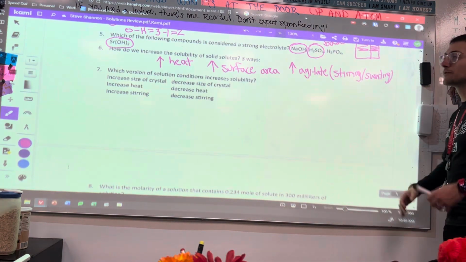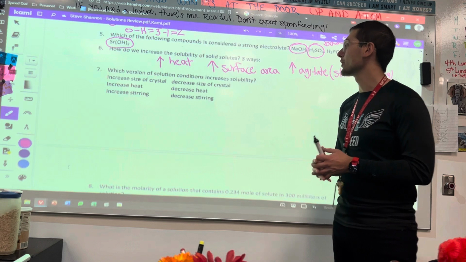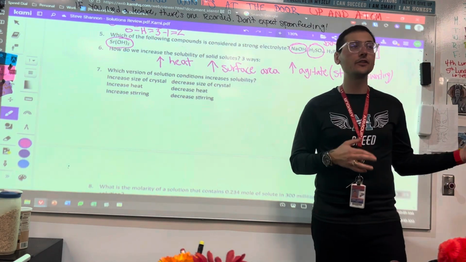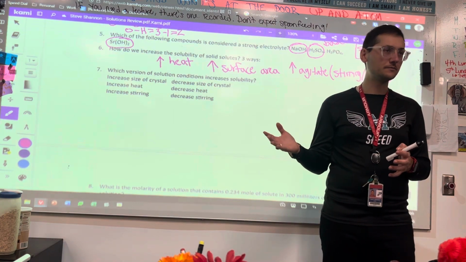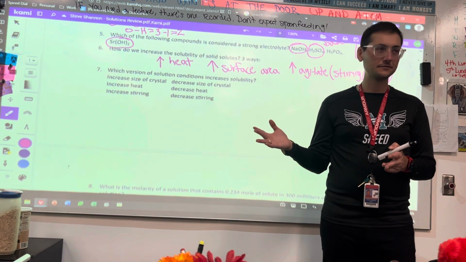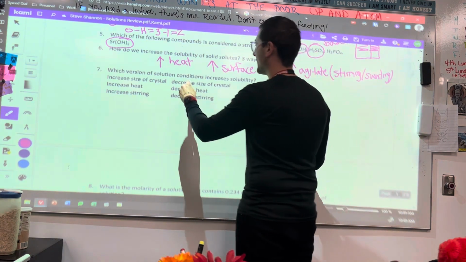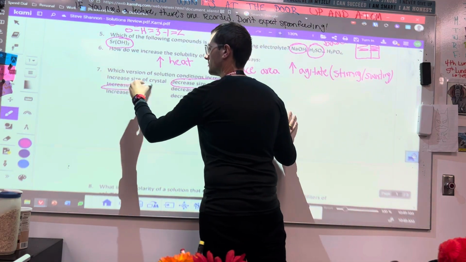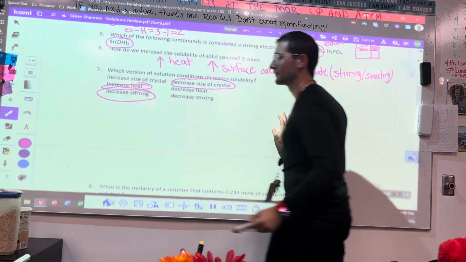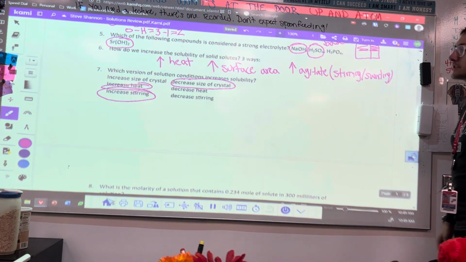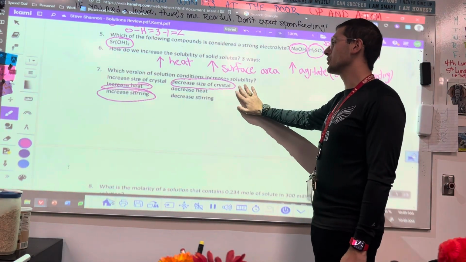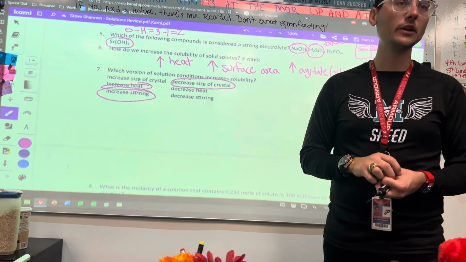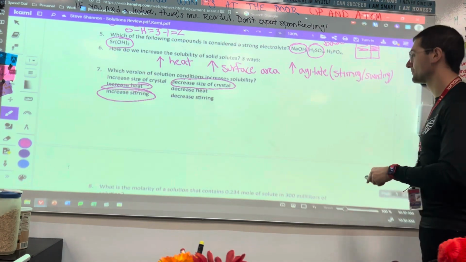Number 7, which version of a solution conditions increases solubility? So, increase the size of the crystal or decrease the size of the crystal? If it's smaller, it will dissolve faster. Good. Then we increase heat and increase stirring. Halfway. Okay. These conditions increase solubility. Making the size of the individual crystals smaller is going to make it dissolve faster. You got it.